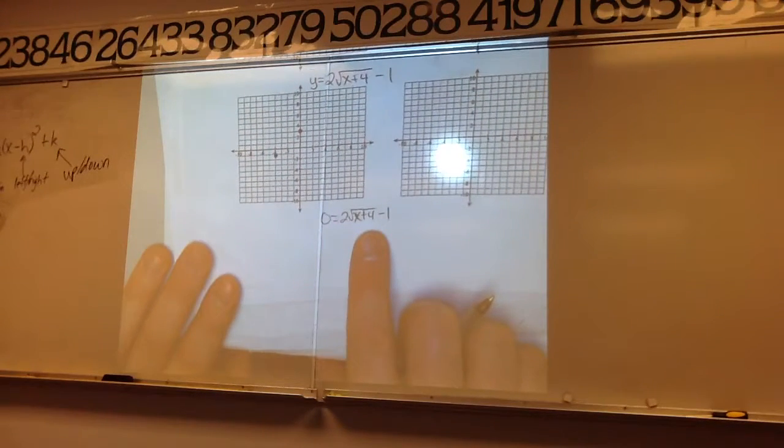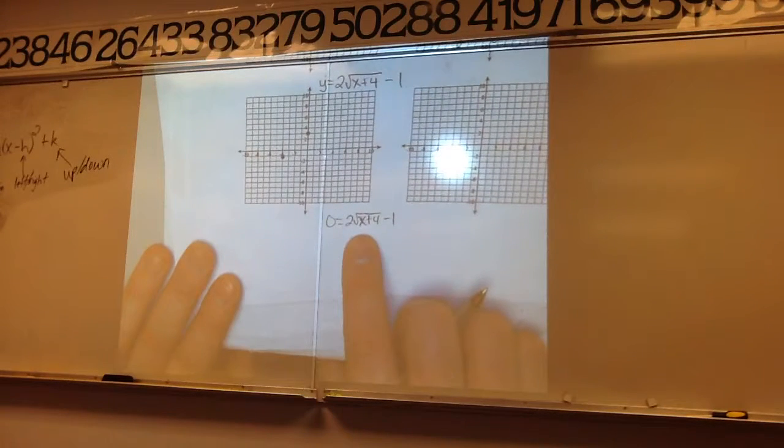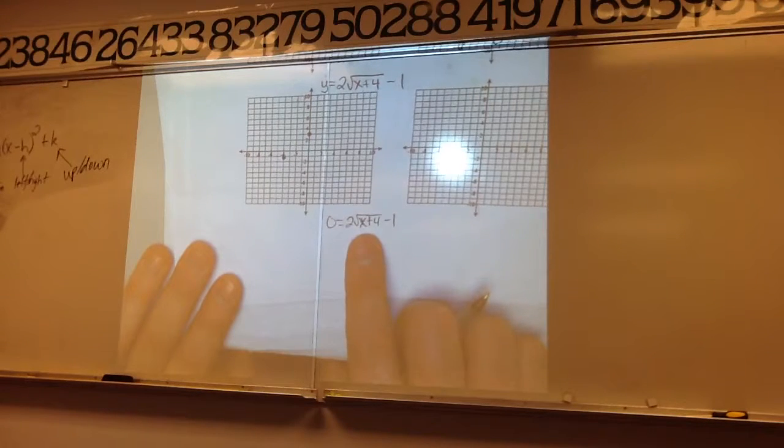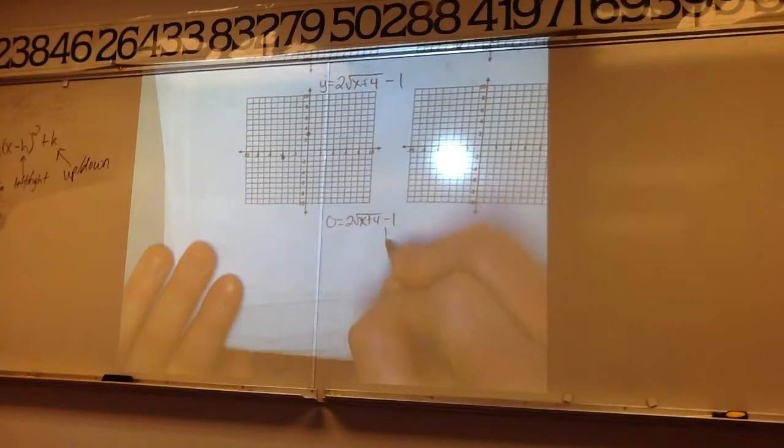Wouldn't it be 2 times the square root of x plus 2, minus 1? No. The square root of x plus 4 is not x plus 2, because if you do x plus 2 times x plus 2, you don't get x plus 4. You cannot do the square root of that. So you have to add 1.